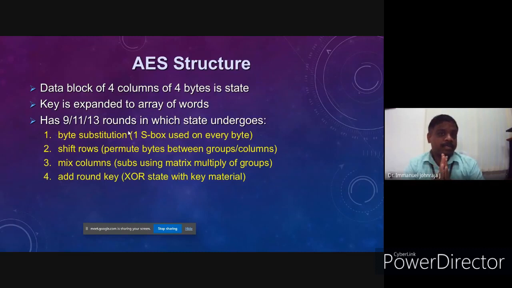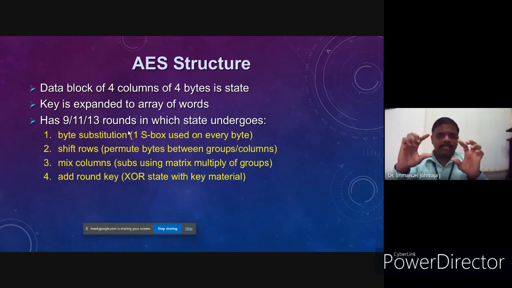What are those 4 transformations? First one is byte substitution. One S box is used on every byte. We are going to see how it works. As we have learned, every cipher uses substitution and transposition. So initially it goes for byte substitution, and the output goes for shift rows.